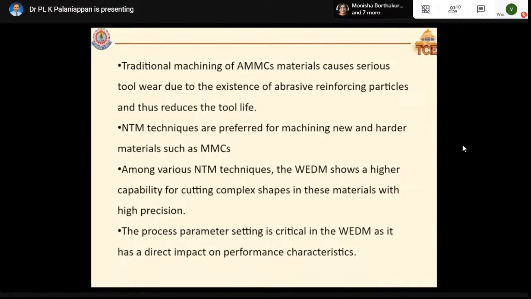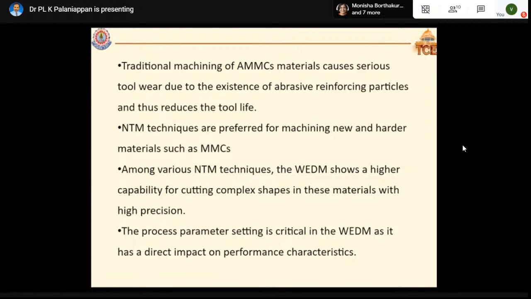conventional or the traditional machining methods like milling or shaping. So we are forced to go for non-traditional machining techniques. Simply, they are called NTM, non-traditional machining techniques. Non-traditional machining techniques are preferred for machining newer and harder materials like the metal matrix composites. Among the non-traditional machining techniques, wire EDM shows a higher capability for cutting complex shapes in these materials with high precision.